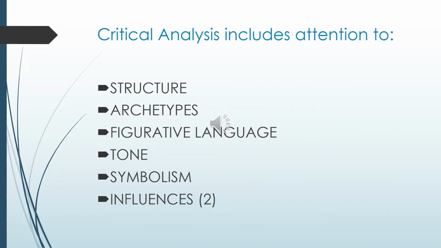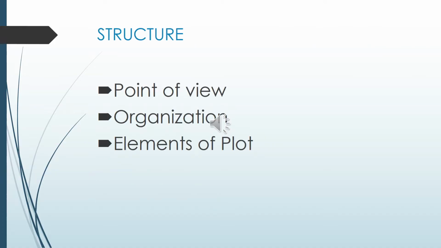So we're going to consider each of these components separately, but basically when you're critically analyzing a piece of literature, you are examining its structure, the archetypes, any figurative language that occurs and reoccurs throughout the piece, the tone, the diction of the author, any symbolism that there might be, and influences on the author in his or her writing of the piece to begin with. Now, structure includes these three elements: point of view, organization of the text as a whole, and the elements of plot.